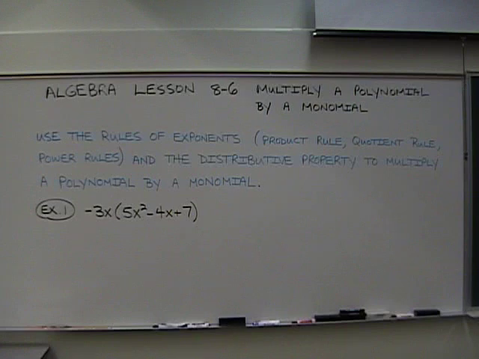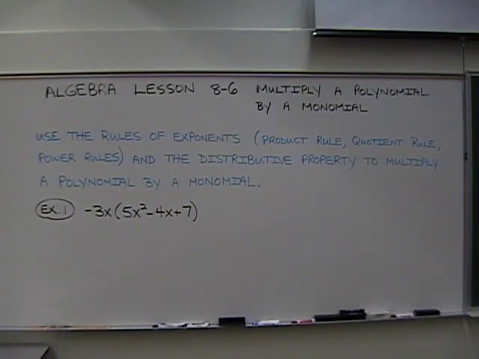So we all know how the distributive property works. We just have to multiply that negative 3x times each of the terms inside the parentheses. But we have to remember, when we are multiplying like bases together, then we're going to add the exponents of those like bases together. So for example, when I multiply an x times an x squared, that's going to give me an x cubed. When I multiply an x times another x, that's going to give me an x squared.